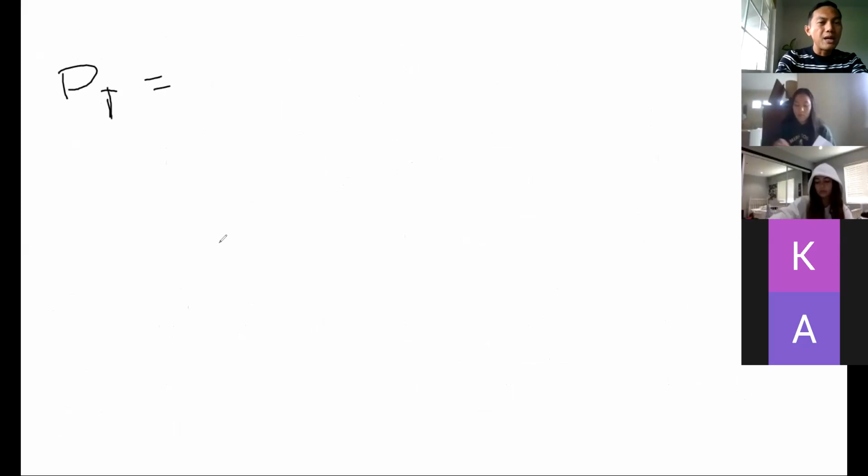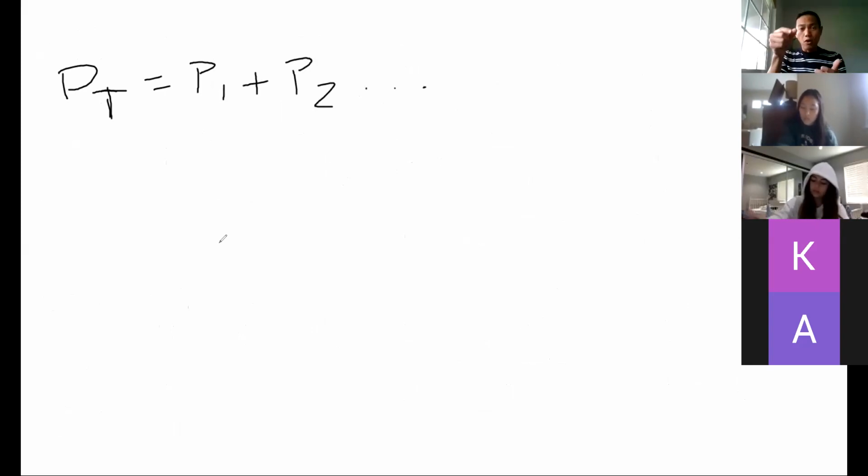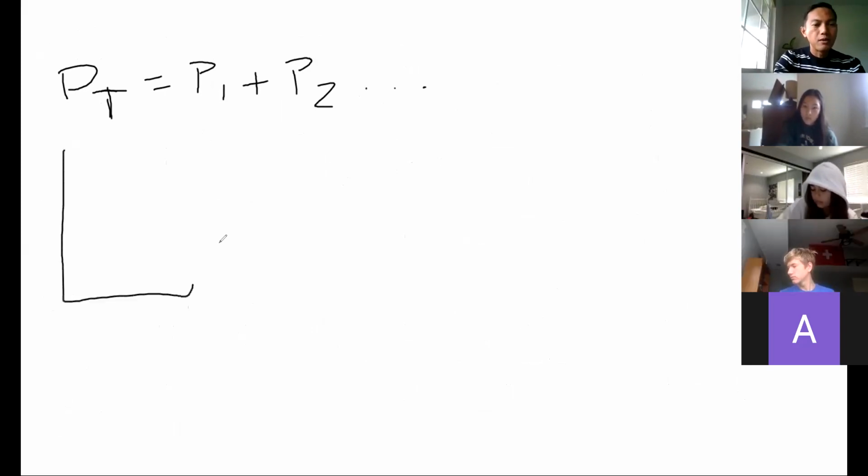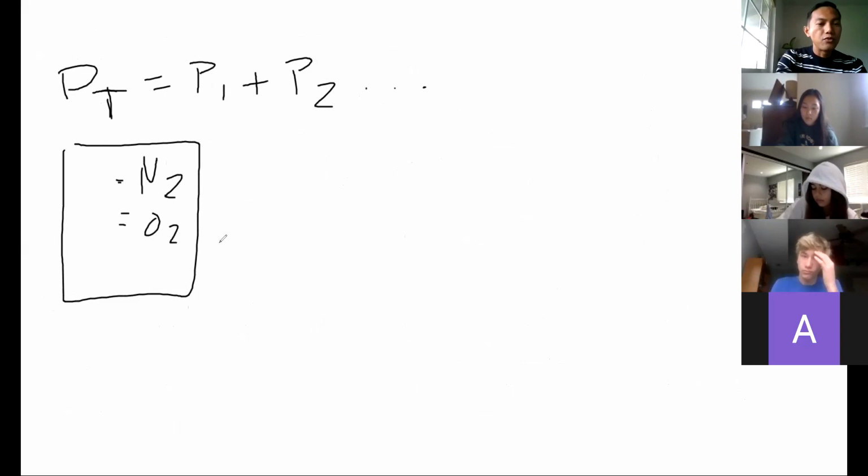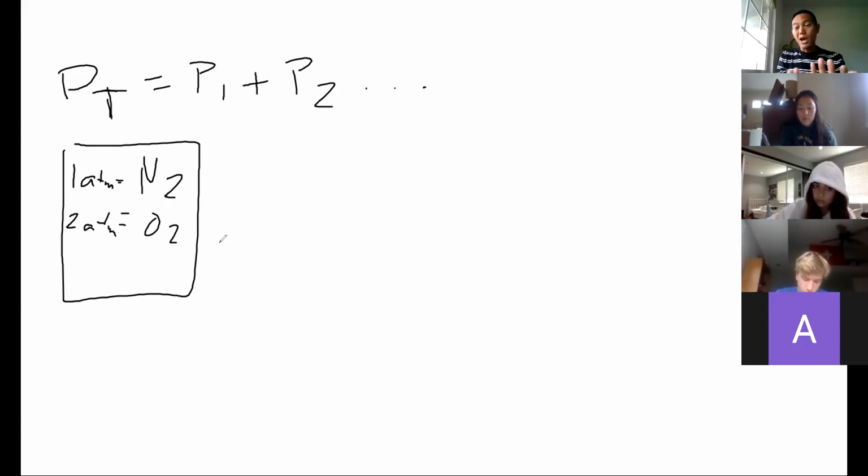All right, so the thing with Dalton's law of partial pressure, the main idea is pretty straightforward. All it's saying is if you have a container with several gases, the total pressure is just a combination of all the individual gases. A simple question might be, what if you have nitrogen and oxygen, and the pressure of nitrogen is 1 atm and the pressure of oxygen is 2 atm? If you're asking what is the total pressure, all we need to do is add them together, right? So it could be as straightforward as that.